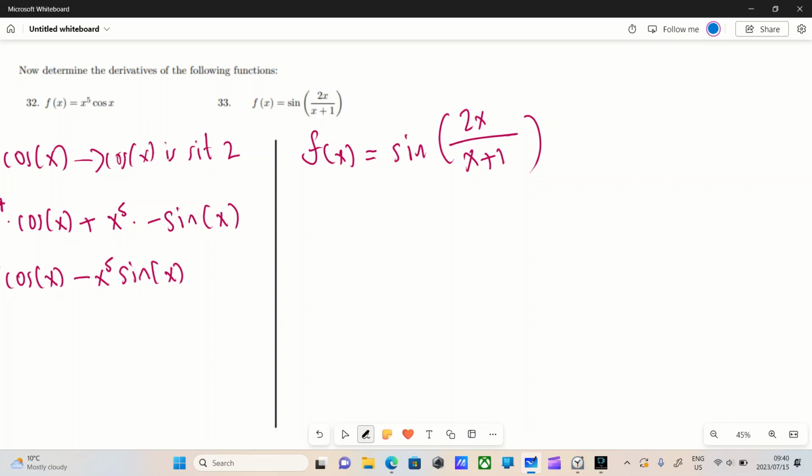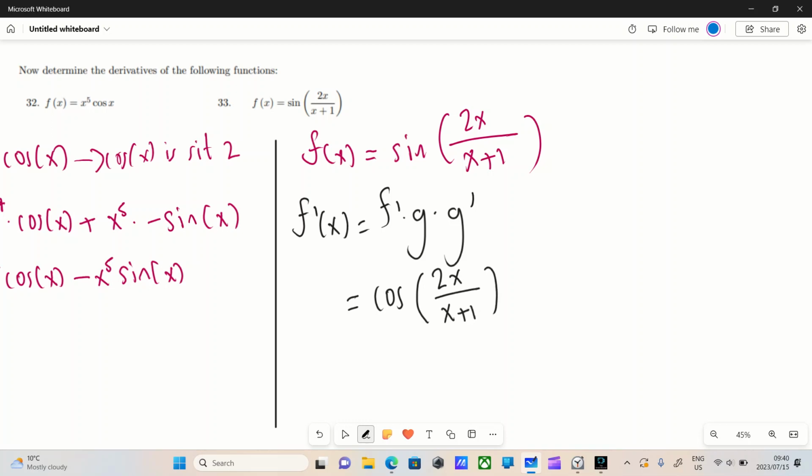The chain rule is quite simple. We say the derivative of f of g of x is equal to the derivative of f multiplied by g of x, multiplied by the derivative of g. So the derivative of sine is cosine. Whatever is in our parameter will stay the same, 2x over x plus 1, multiplied by the derivative of g, where g is equal to 2x divided by x plus 1.